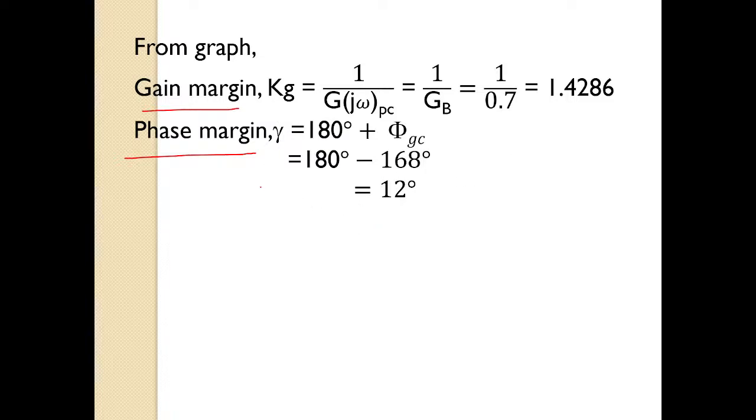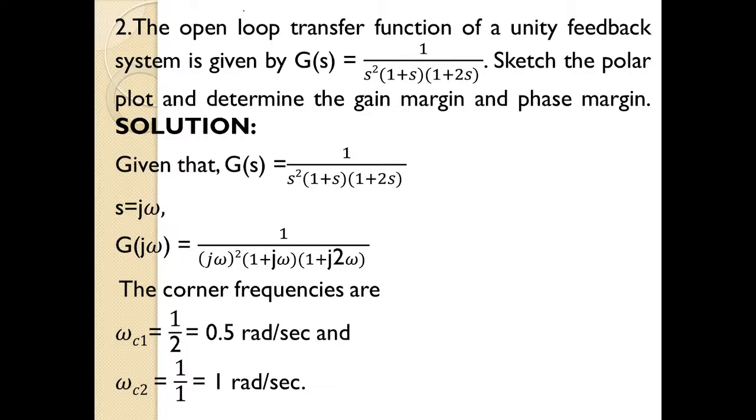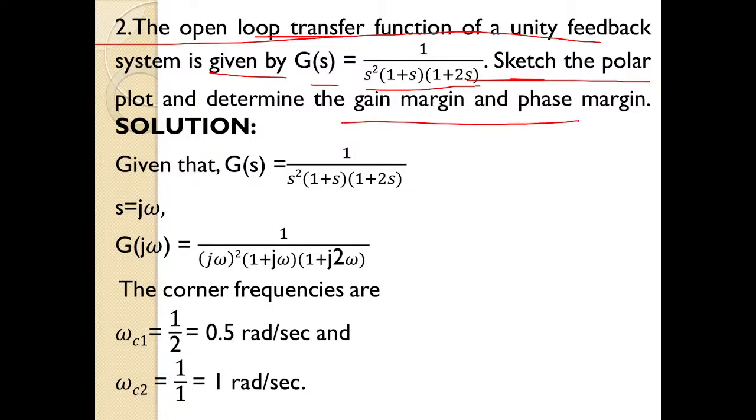Okay. Next problem. Note it down. Solve it, and if you get the answer, just type it in the comment box of my channel. The open loop transfer function of a unity feedback system is given: G of s is equal to 1 by s square into (1 plus s) into (1 plus 2s). You have to sketch the polar plot and determine the gain margin and phase margin. You determine the gain and phase margin and mention them in the comment box, so that I will tell you whether the answer is right or wrong.